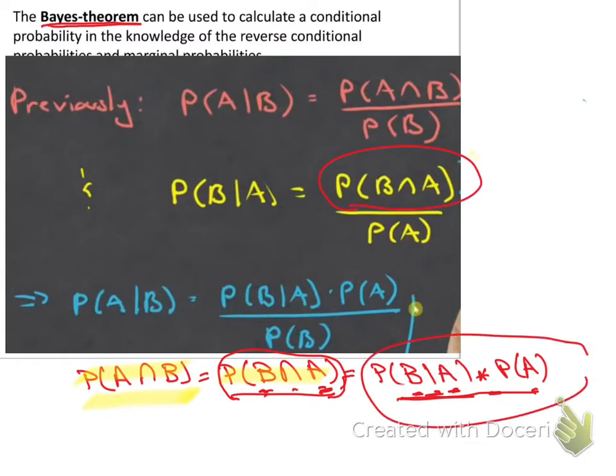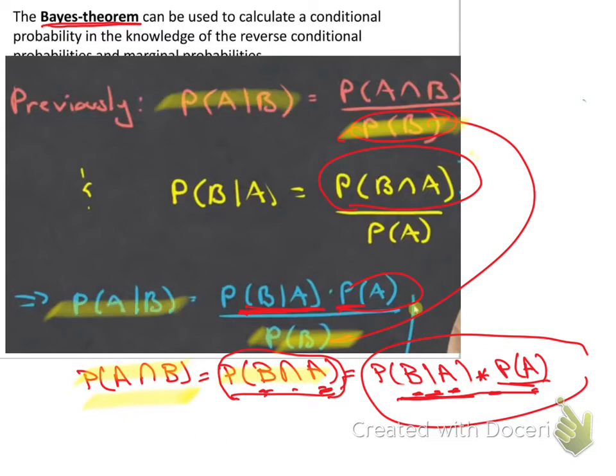So I end up with the probability of B given A times the probability of A, divided by the same thing here. This one, the probability of B, remains the same. The question itself, the probability of A given B, remains the same. The only thing we have changed is that we have replaced the probability of A intersect B by this one.